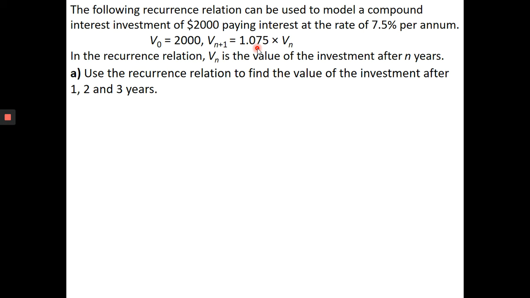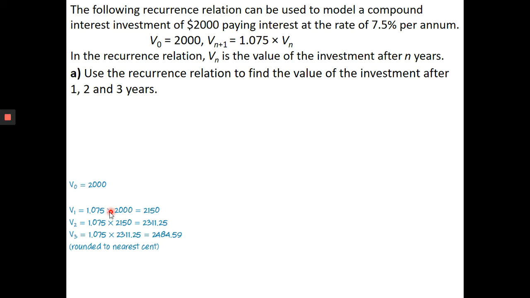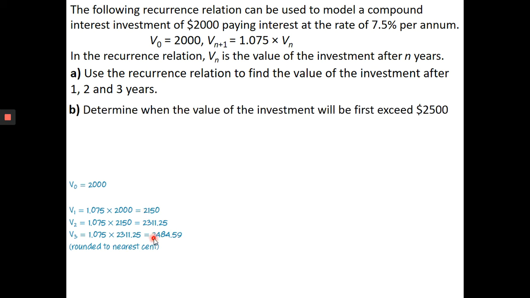We can use that to find the value after 1 year, 2 years, and 3 years. So after 1 year, we just do the original amount, 2,000 times 1.075, gives us 2,150. Because we're using compound interest, we take this value and reuse it to give us this answer. We take this value, reuse it there to give us the new answer. Okay, so it's not the same amount every year, but it is the same percentage every year.